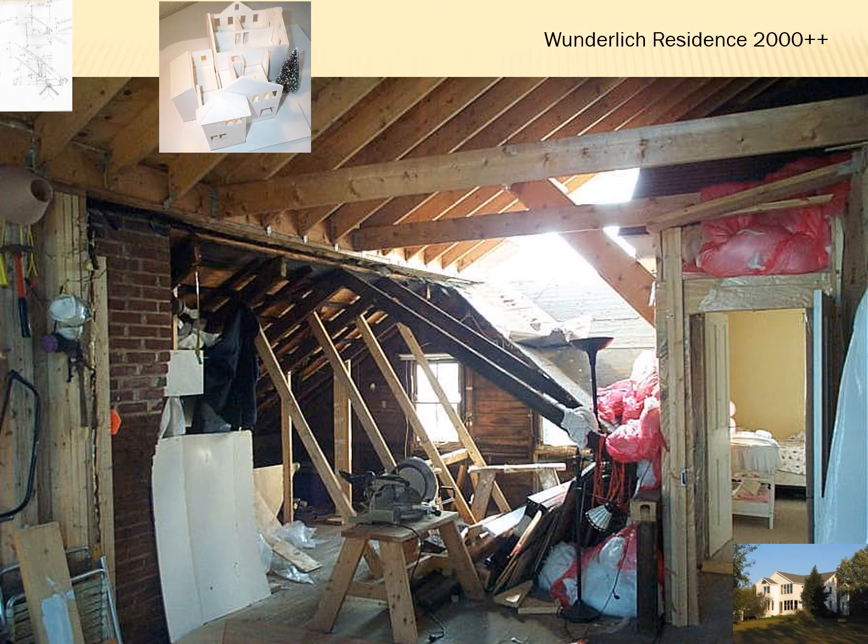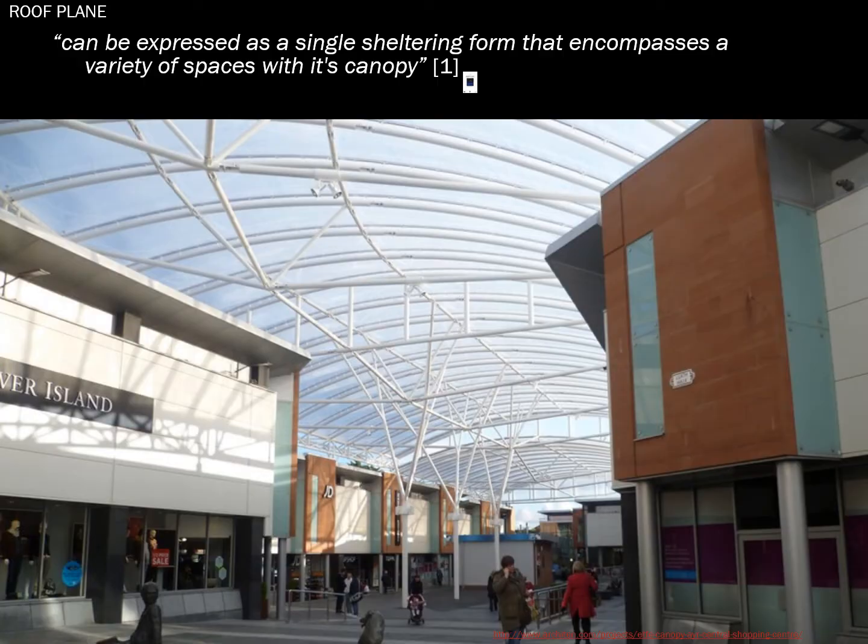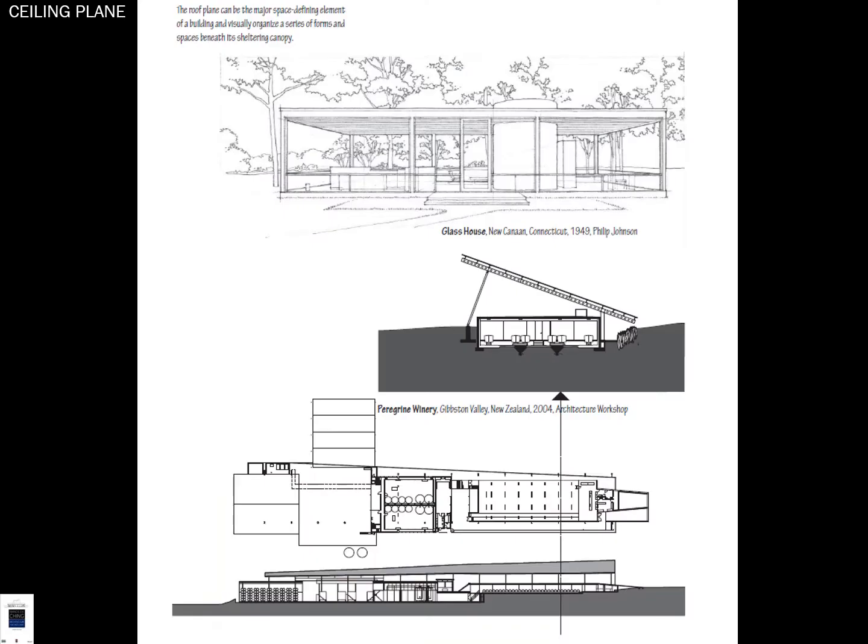This is my project in Pennsylvania. I'm putting an old 150-year-old farmhouse connected to a new addition. Here's defining a canopy over top of a shopping mall and closing it but letting the light in. Here's some more pictures of how you can use your ceiling plane.